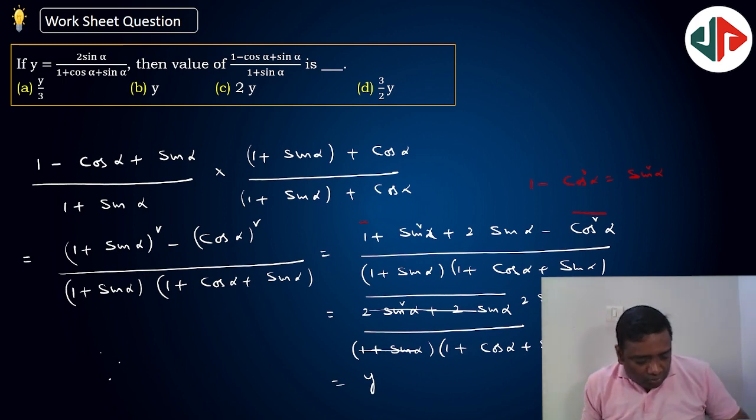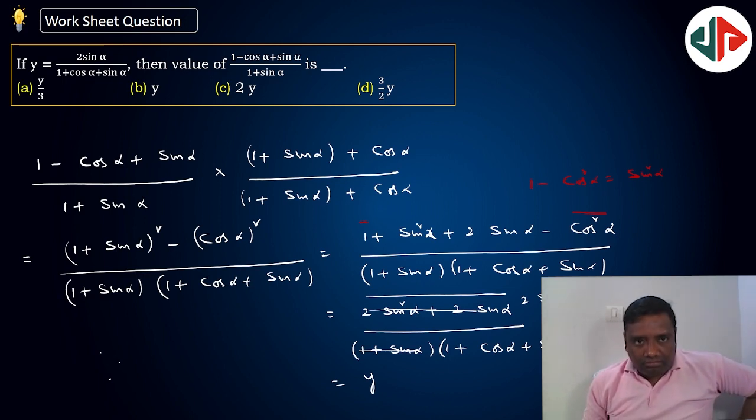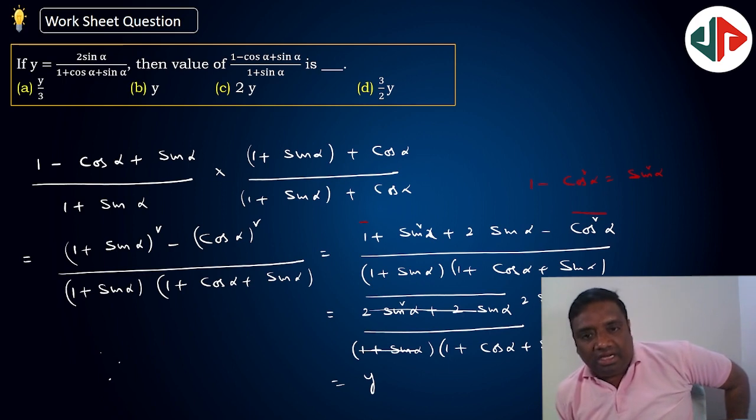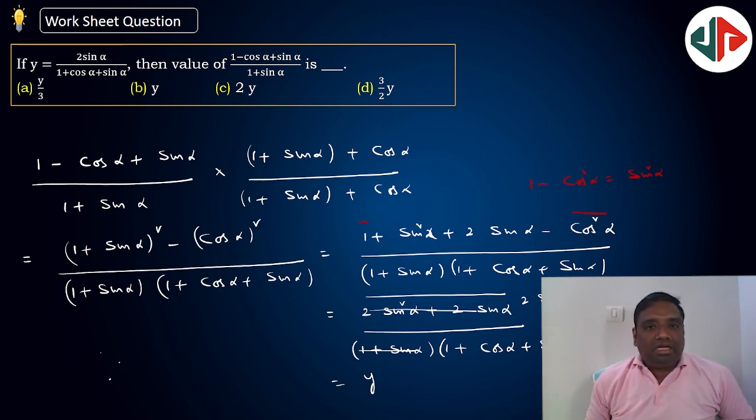See, whenever questions like these are given, your idea should be how to convert this value. Options are given very clearly. That is why you try to convert in terms of y.